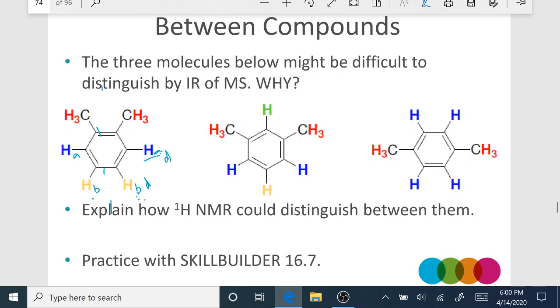So we're going to have 2 doublets in the 7 region for this benzene ring, and then we're going to have a singlet for those 3 hydrogens. So we're going to have 6 hydrogens as a singlet for those methyl groups.